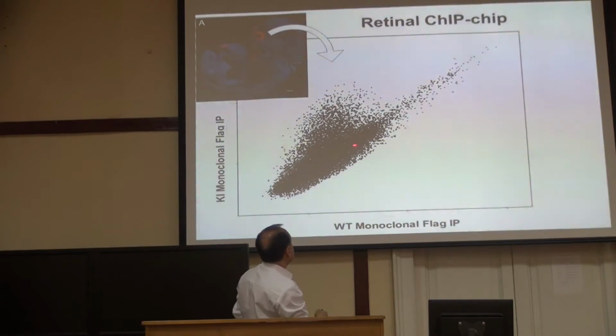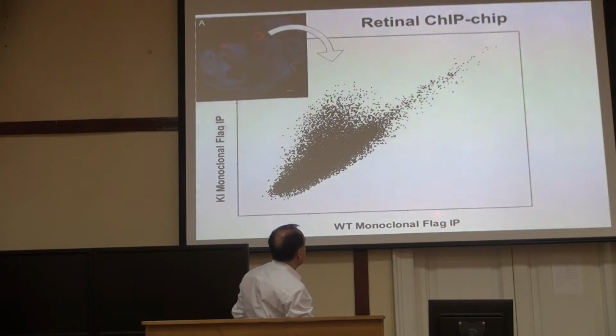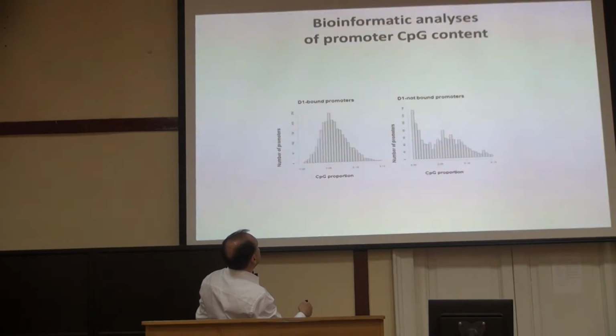And when we did it, we immediately noticed that there was... so this is intensity in a wild type embryo, and this is the knock-in embryo, and everything here has the same intensity. And this is this bump. These are the sites. These are the promoters that are specifically bound by cyclin D1, which are enriched in anti-flag IP from the knock-in embryos.